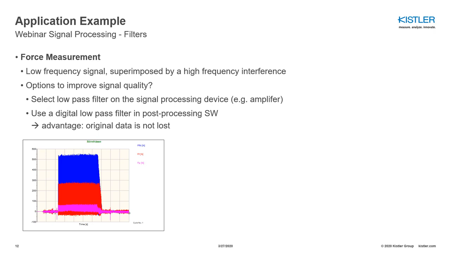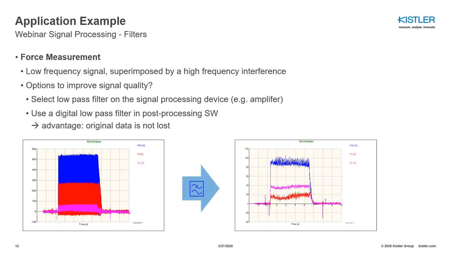So how does the result look once we have applied a low-pass filter onto these three force signals? Here is how this looks. You can clearly see that the superimposed high frequency interference has gone and is filtered. And you can clearly see the three force steps.